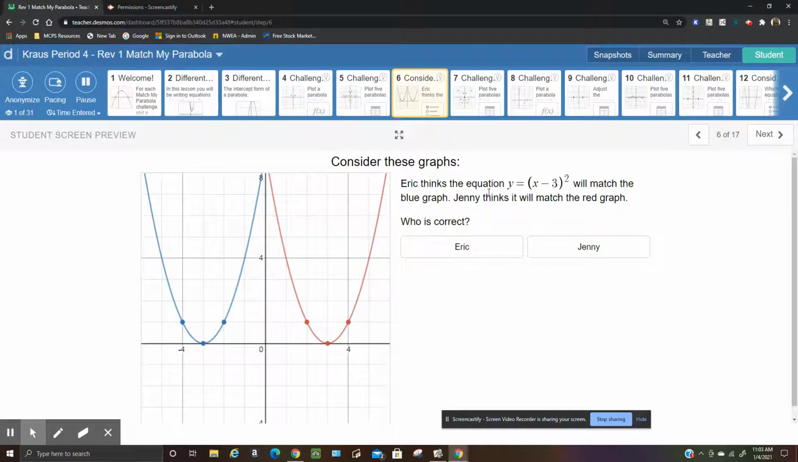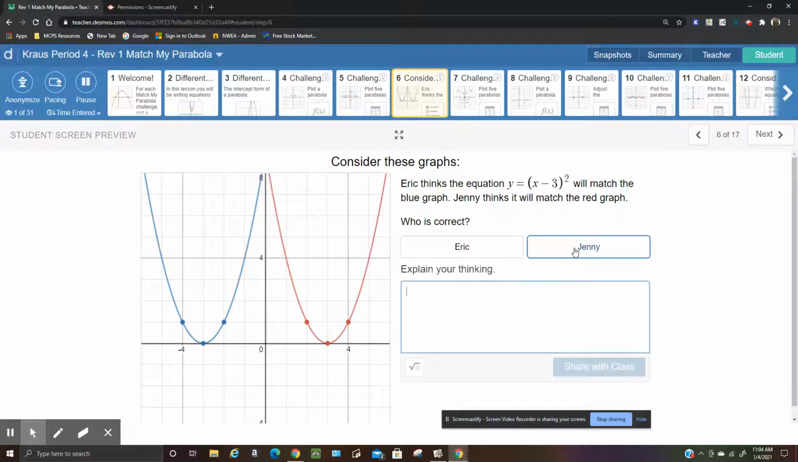Eric thinks the equation y equals x minus 3 will match the blue graph. Jenny thinks it will match the red graph. So x minus 3, the vertex is at (3, 0). It should be x minus 3 squared plus 0, or this one. Jenny is right.